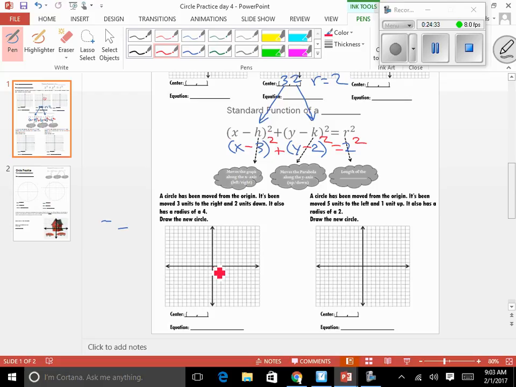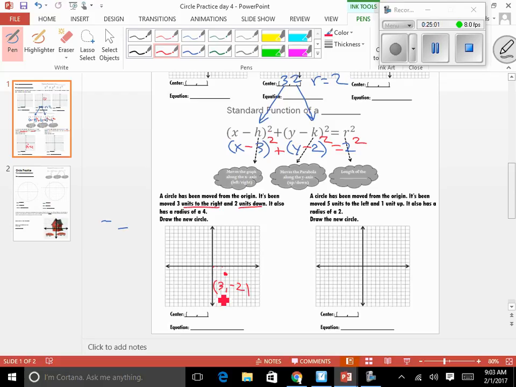I wish I would have said this to you this way. Move 3 units to the right. 1, 2, 3, and 2 down. Let's see. 1, 2, 3, 1, 2. I wish I would have said, put in your dot. And then write down what the coordinates are. This is a 3, negative 2. 3, negative 2. I wish I would have said that to you. Then I put that 3, negative 2 right there.